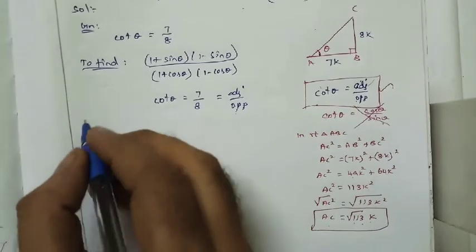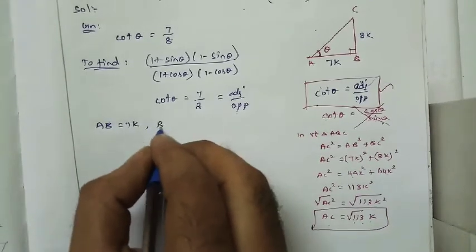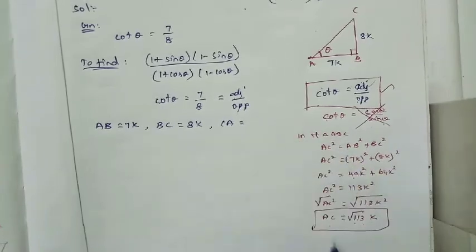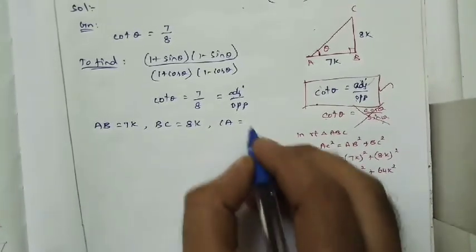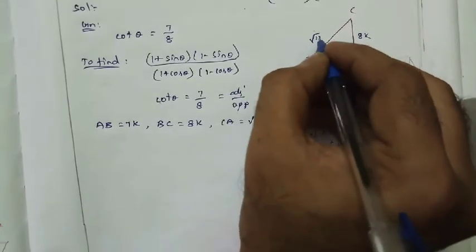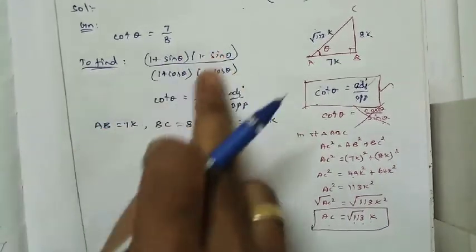Okay, write those values. AB is equal to 7k, BC is equal to 8k, and CA or AC is equal to root 113 k. Now we have all the values, and now we are going to find the given expression.